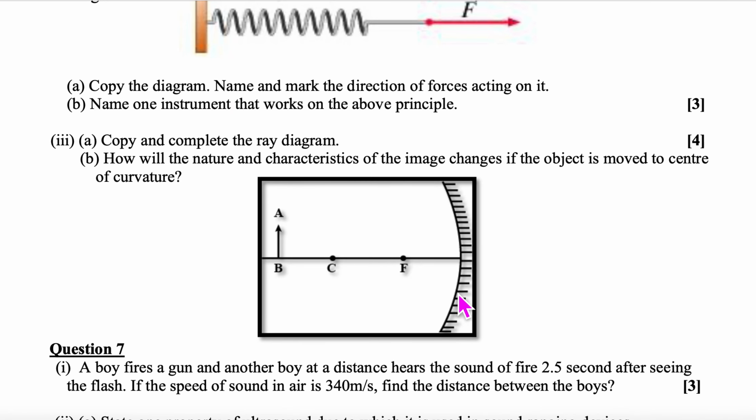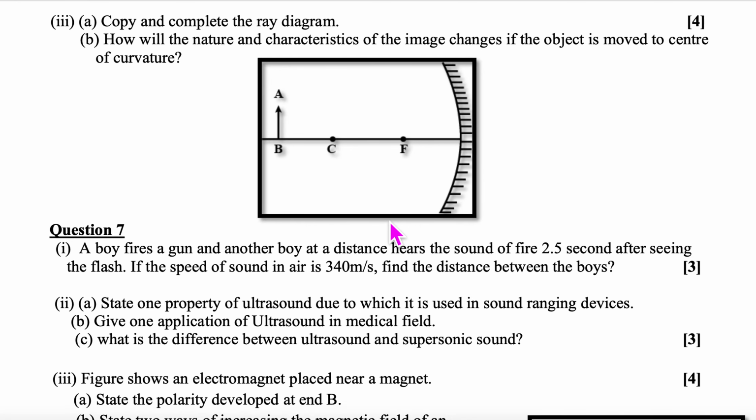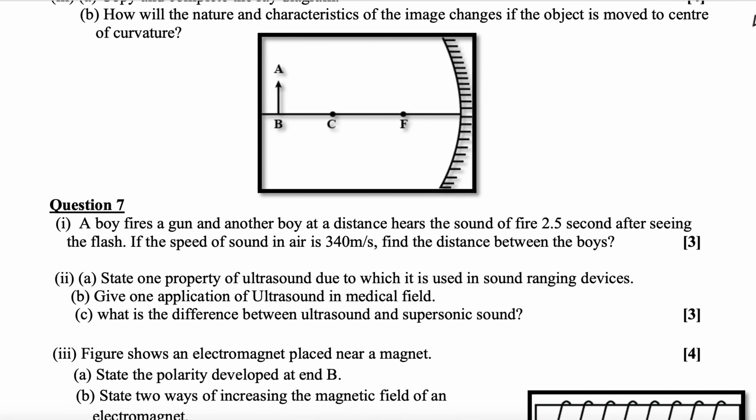So you have to just be careful, that's it. Copy and complete the diagram. Is it doable? Characteristics of the image. Now you tell me, where is the object? Beyond C. So when the object is beyond C, the image will be somewhere here. Nature of the image will be real, inverted, diminished, and between F and C.